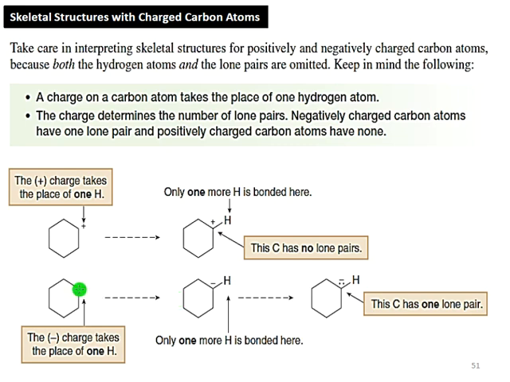Of course, the negative charge on the carbon is like an unshared pair of electrons. Okay, that means the charge determines the number of lone pairs. Negatively charged carbon atoms have just one lone pair, and positively charged carbon atoms have none. There are no electrons. Okay, keep in mind again, the positive carbon atom is without electrons, and the negative charge means an unshared pair of electrons.